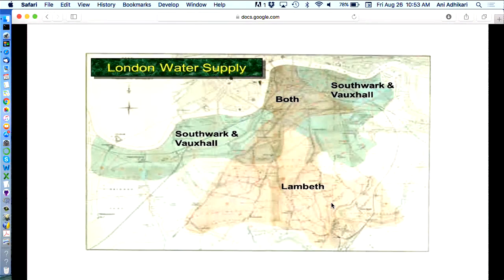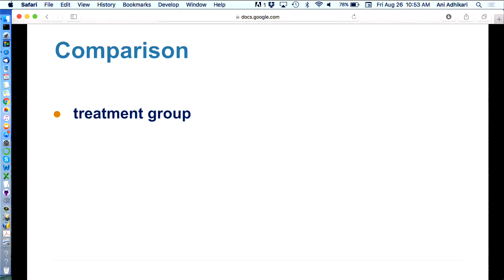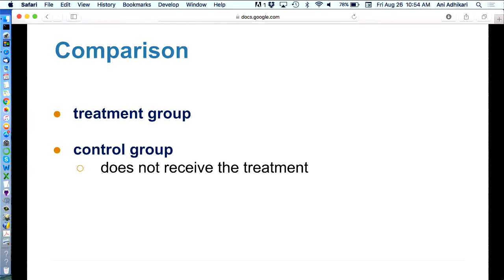And this is a critical thing. If you're going to make any decision about causality, step 1, you have to have some comparison. So you have what you call a treatment group, that is the group that gets the treatment. In our case, we can think of that as the people who were getting, say, S&V water, because we are wondering about whether dirty water has an effect. And then there is a control group, and that is a group that does not receive the treatment.